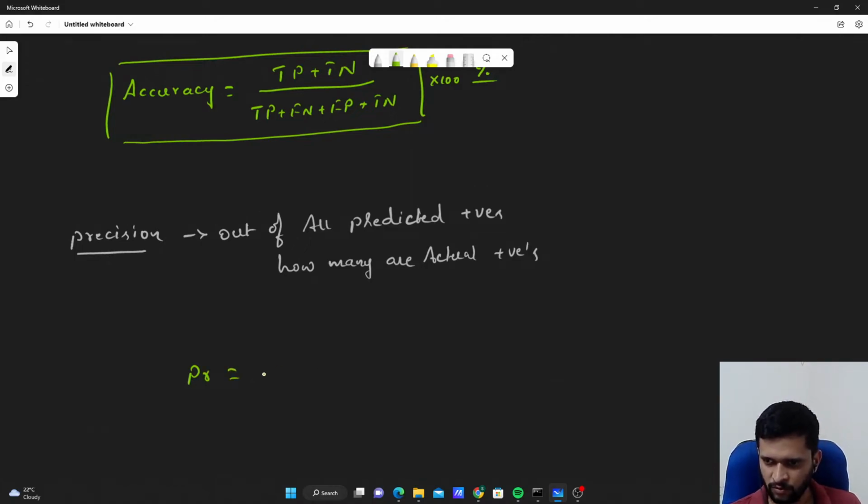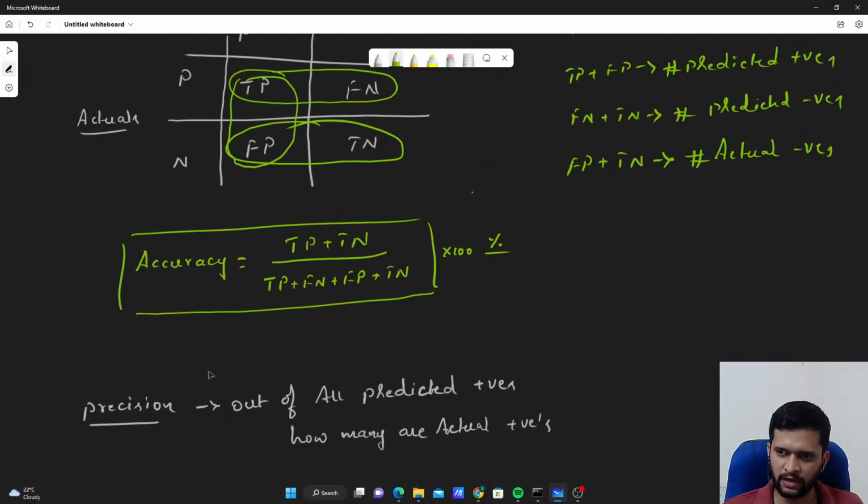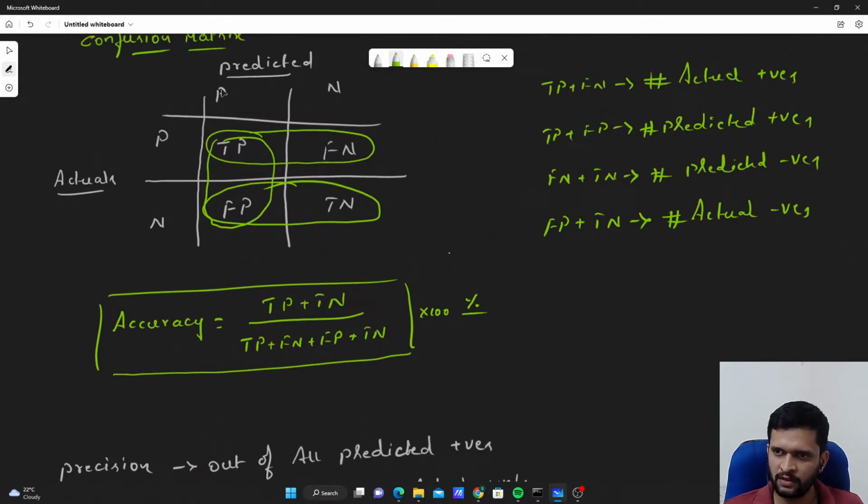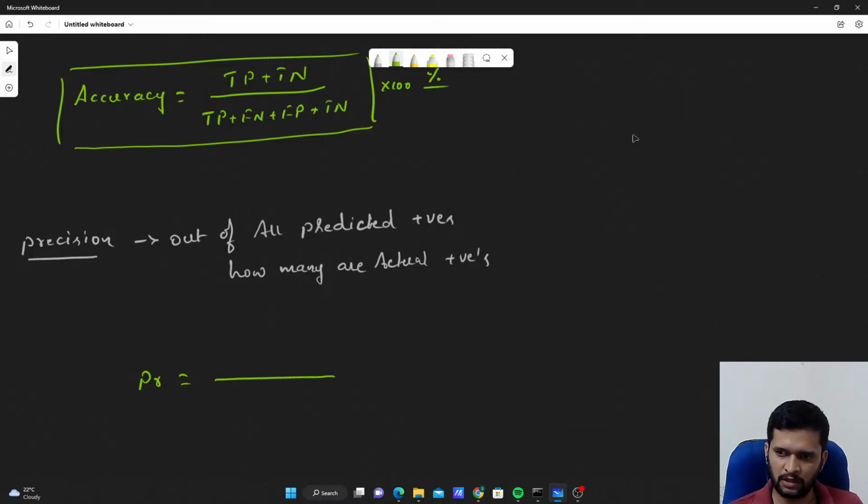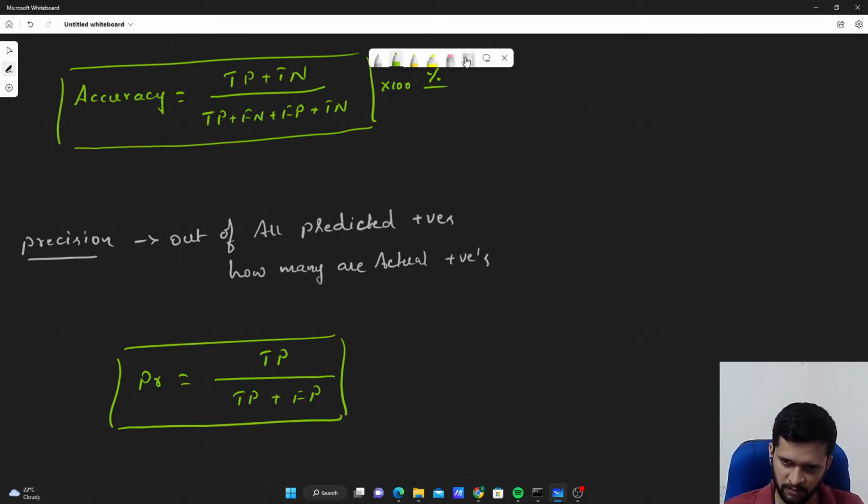If you write it using the confusion matrix, precision is equal to, so out of all predicted positives, how can we get all the predicted positives? Predicted positives is this term, TP plus FP. TP plus FP is the number of predicted positives, so that will go into the denominator. And actual positives are our TPs, our true positives. So this is how you calculate the precision.